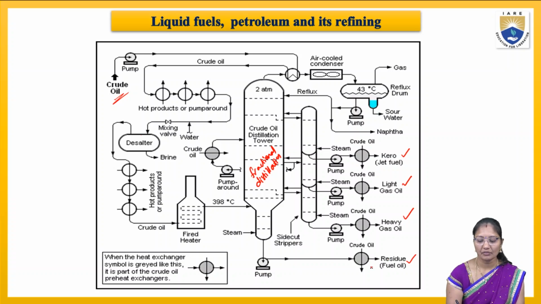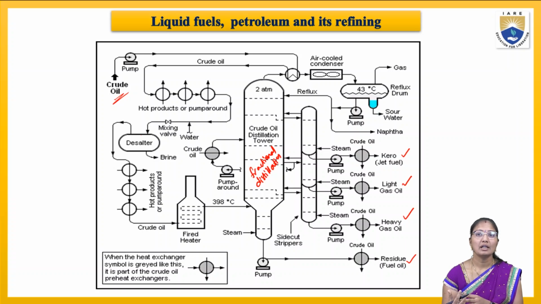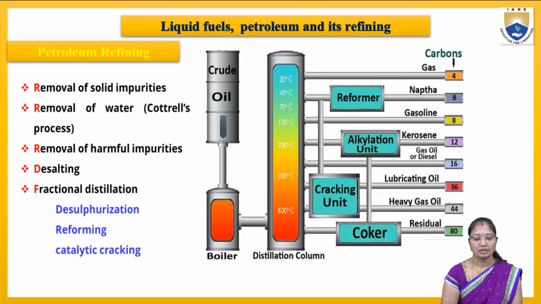After this process it undergoes a condensation process. The fumes are collected in the fractional distillation. Once collected, they are cooled down and converted into liquids through the pumps. The gas is nothing but the steam. So this is petroleum refining.